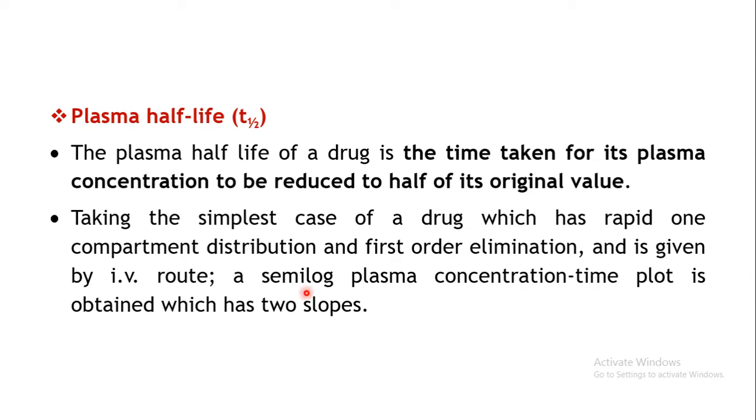Okay, and when it is given by IV route. Supposing you administer that particular drug by IV route, the entire amount which you are administering is in your systemic circulation. So you know how much of your drug is in the plasma, right? So you know the plasma concentration. Whatever you have administered, the entire thing is in your blood circulation.